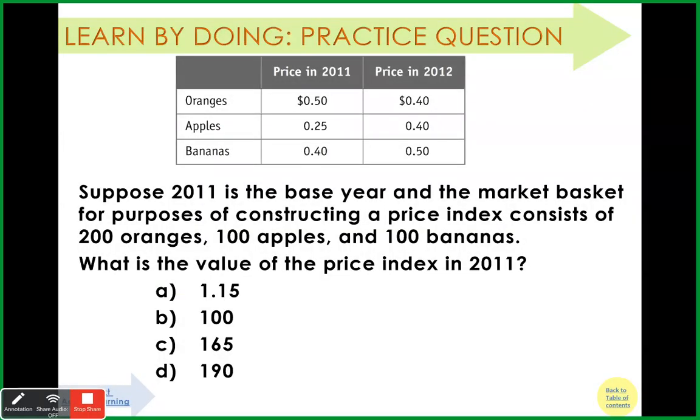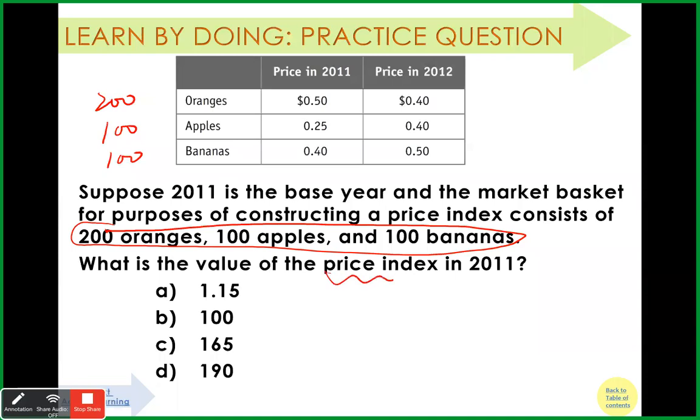Now let's look at this example. The way we extract information is here. So we have the market basket. Maybe it's better to write down here 200, 100, 100. And the question asks you the price index of 2011.